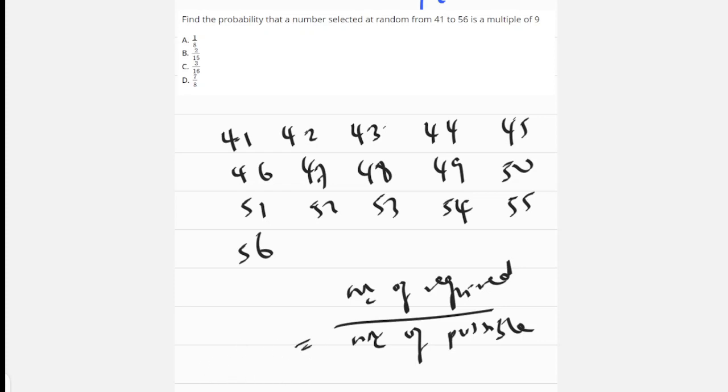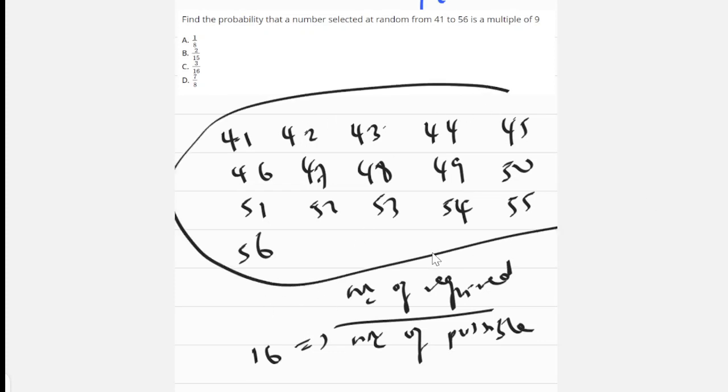So this is 16. So what are we required to find? The probability that the number selected from this total is a multiple of 9. Just select the ones that are multiples of 9. I think the multiples of 9 are numbers that 9 can go into. So which is 45. You understand now? What else? If you add 9 to this, you get 54. I think they are just two. They are 45 and 54.